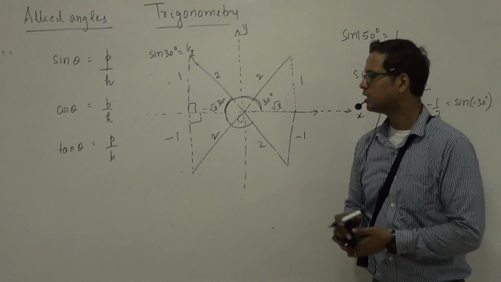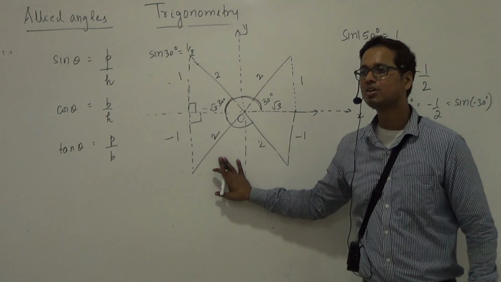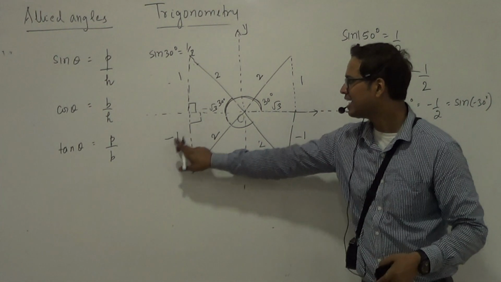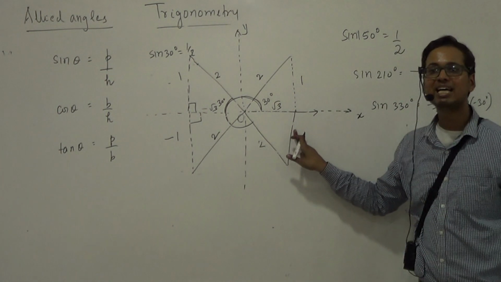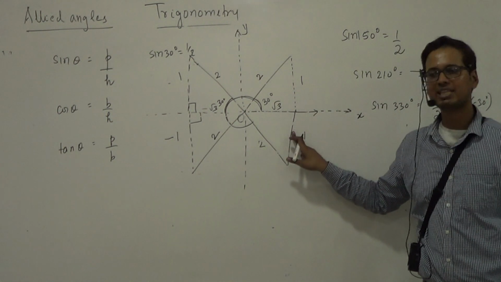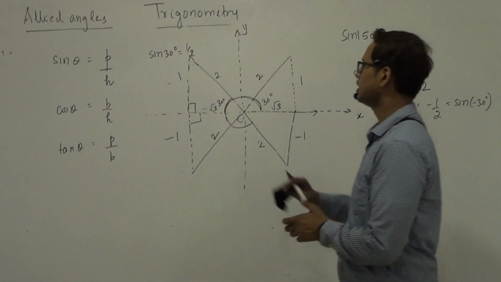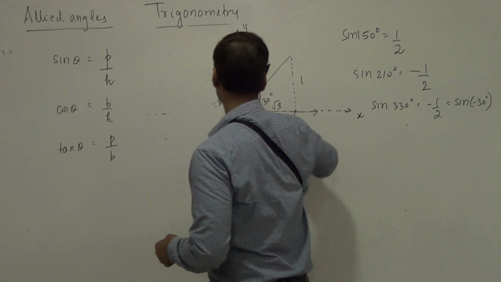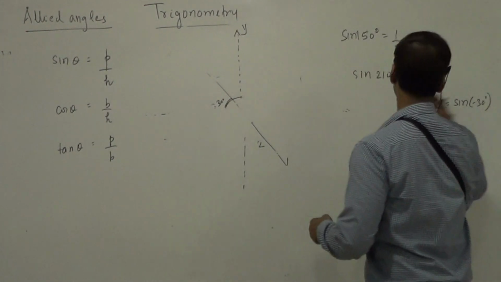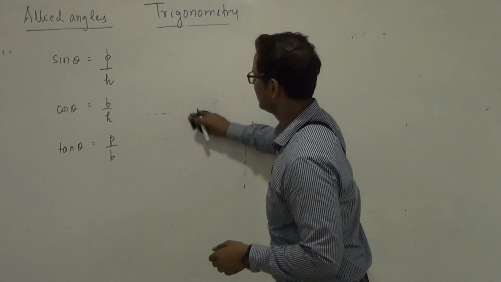Let me complete. What is tan 210 degree? 1 by root 3, because it is minus 1 by minus root 3. Minus minus goes off. What is tan 330? Tan 330 will be minus 1 by root 3. Is this clear? So all we need to do is just see the slope of the line.